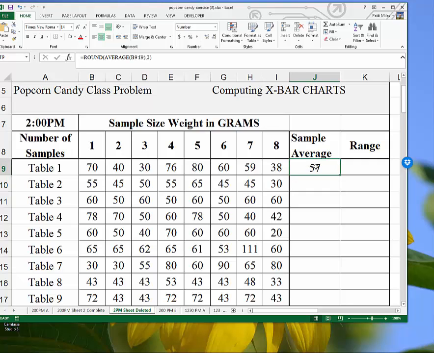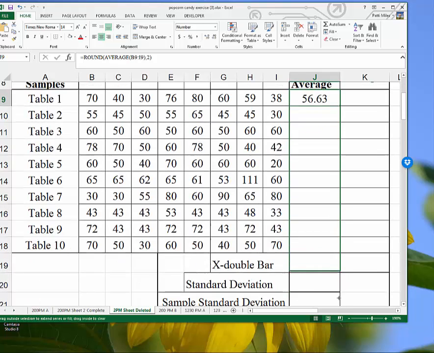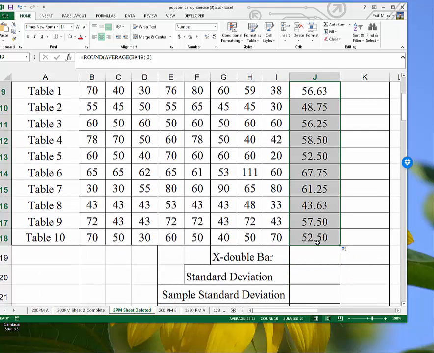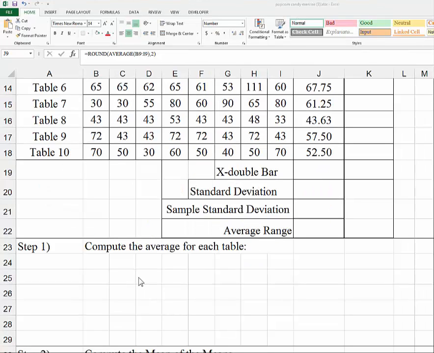Now right now I've got it adjusted so you can't see any decimals, so I need to go up here and increase my decimal by 2. Now I've got the proper formula in here, round average over those cells, and so I can grab it and pull it down by grabbing right here and just pulling straight down to the last of the table observations. So what I have just computed is the mean for each table. So if you go down here to step 1, it says compute the average for each table. So that's exactly what I have done.